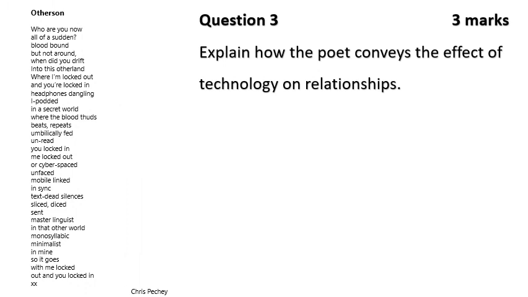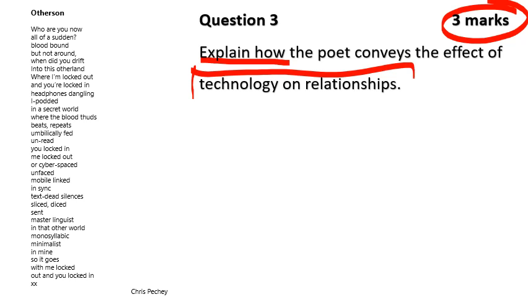Okay, question 3. Again, 3 marks. So with this poem, you need to explain how. Again, explain how. You need to be able to say the what and the how and the why. Explain how the poet conveys the effect of technology on relationships. So that's the question. So let's look at the poem and see what you can identify here.